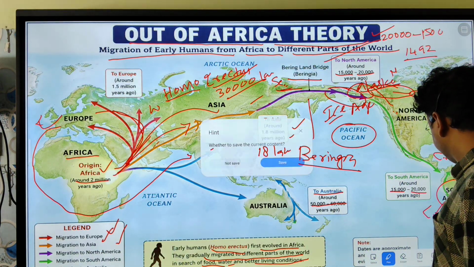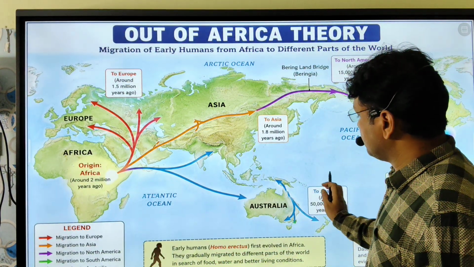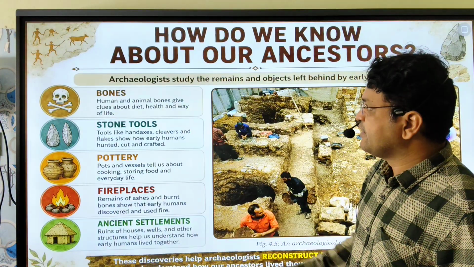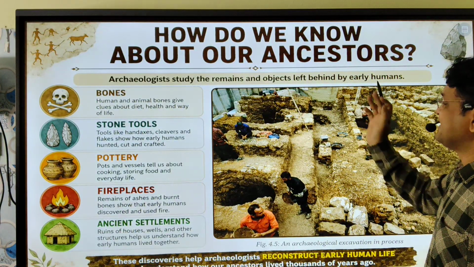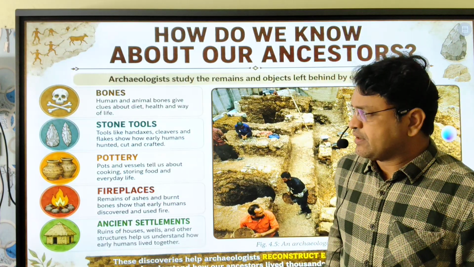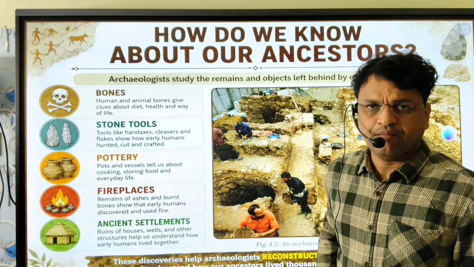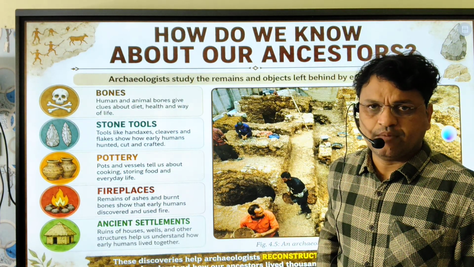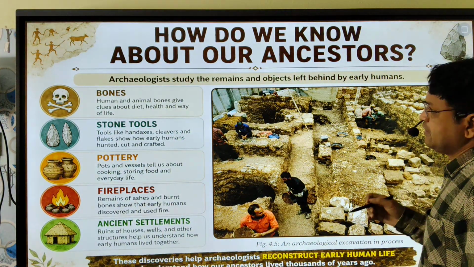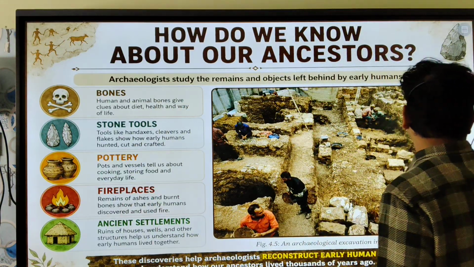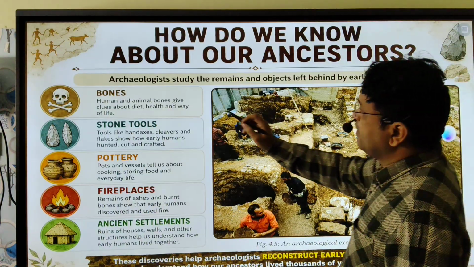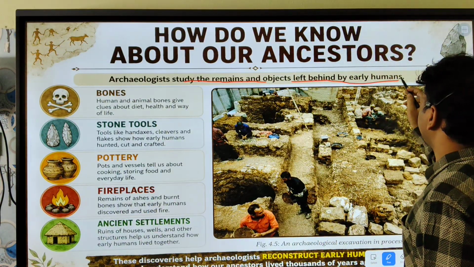Scientists believe the same, which I have already explained. So how do we know about our ancestors? Our early ancestors came to different parts of Asia and Europe, I told you. But how did they come to India? Archaeologists study the remains and objects left behind by early humans.